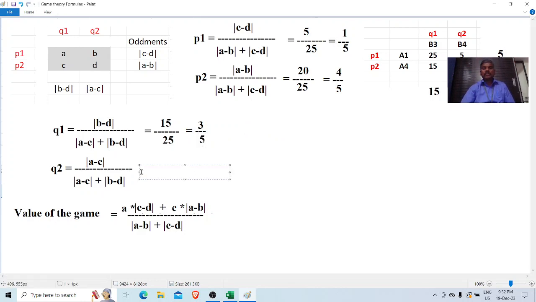We'll go to Q2, which equals A minus C. A minus C is 10. A minus C plus B minus D is 10 plus 15, which is 25. So 10 by 25 is 2 by 5. Q2 equals 2 by 5.